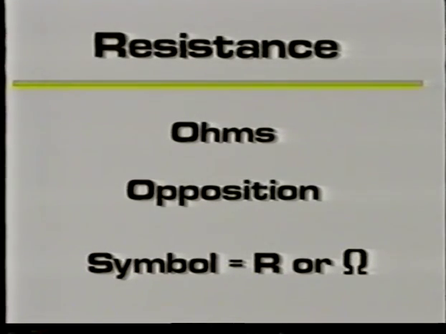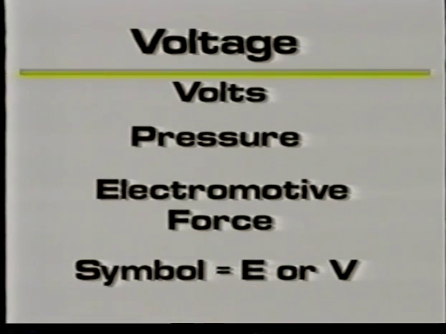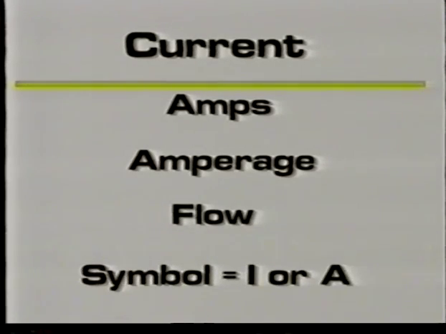Resistance, or ohms, is the opposition to current flow. Its symbol is R, or omega. Voltage, or volts, is an electrical pressure, or electromotive force that causes current flow. Its symbol is E, or V. Current, also called amps, or amperage, is electron flow. Its symbol is I, or A.